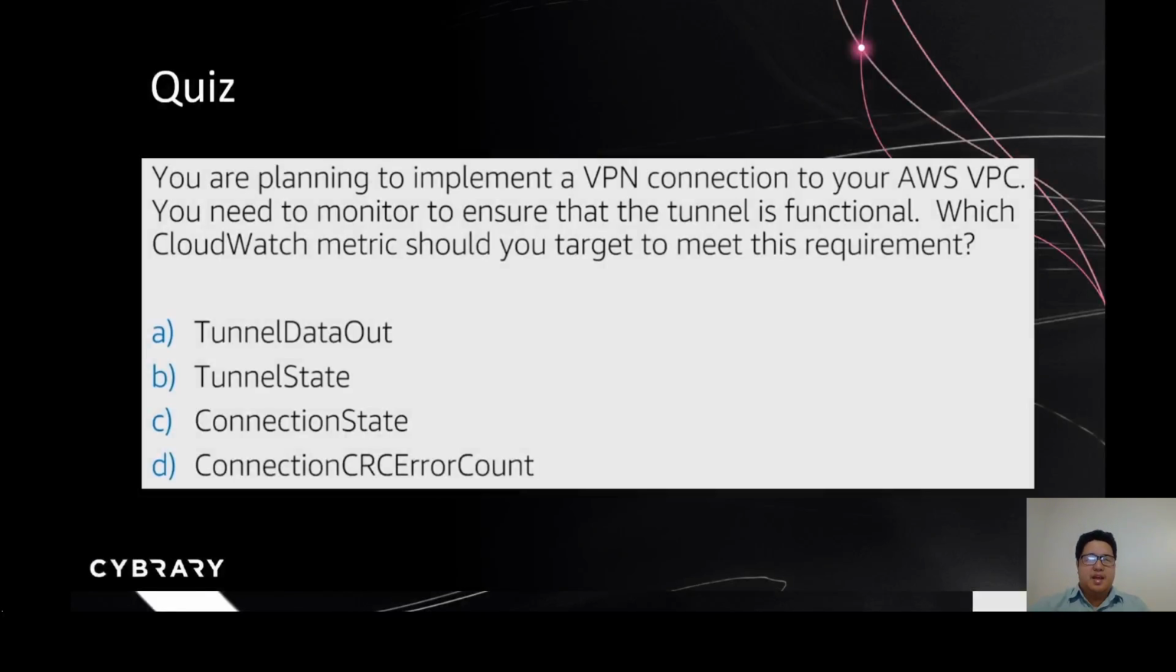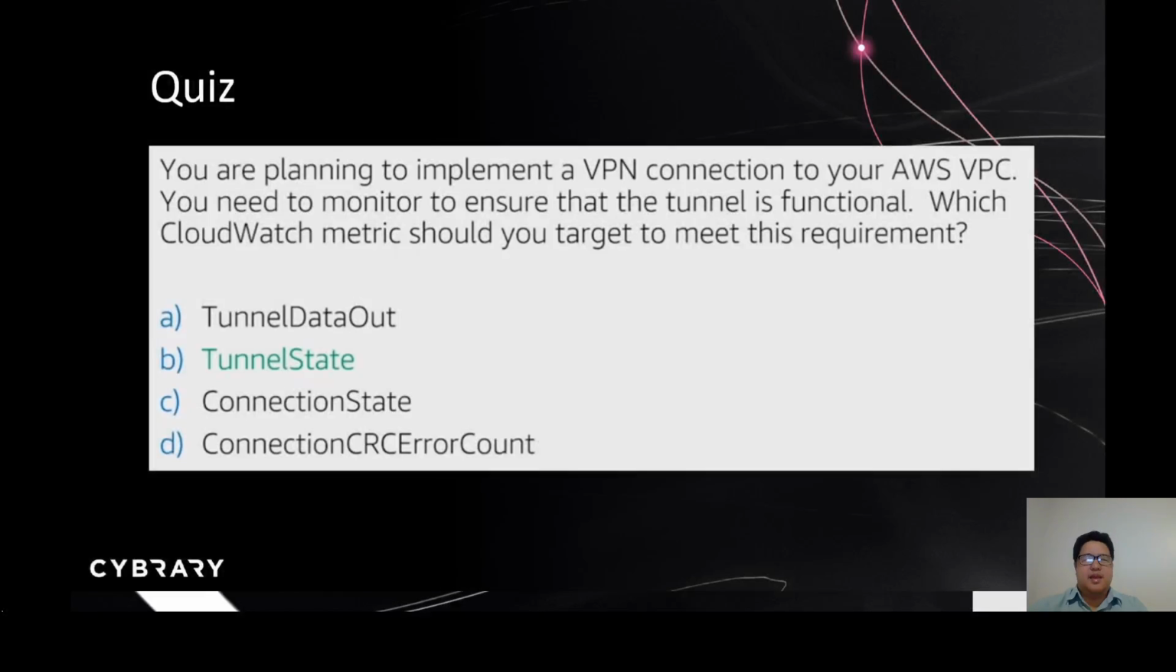For your quiz, you are planning to implement a VPN connection to your AWS VPC. You need to monitor to ensure that the tunnel is functional. Which CloudWatch metric should you target to meet the requirement? Okay, the answer is tunnel state.